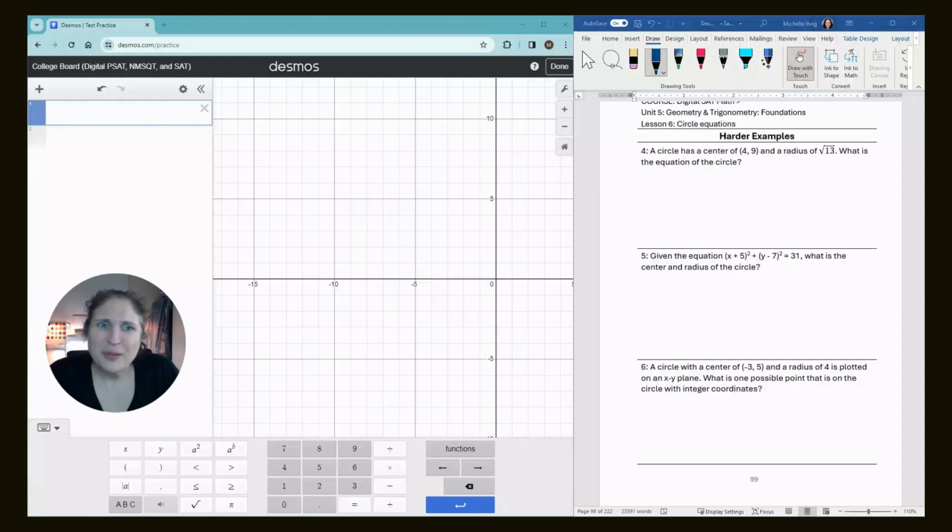I usually give a whole spiel, but we're on the last 3 questions of all of Unit 5. So let's just get going. Khan Academy, Unit 5, Lesson 6, open up Desmos, College Board, page 99 of my book.